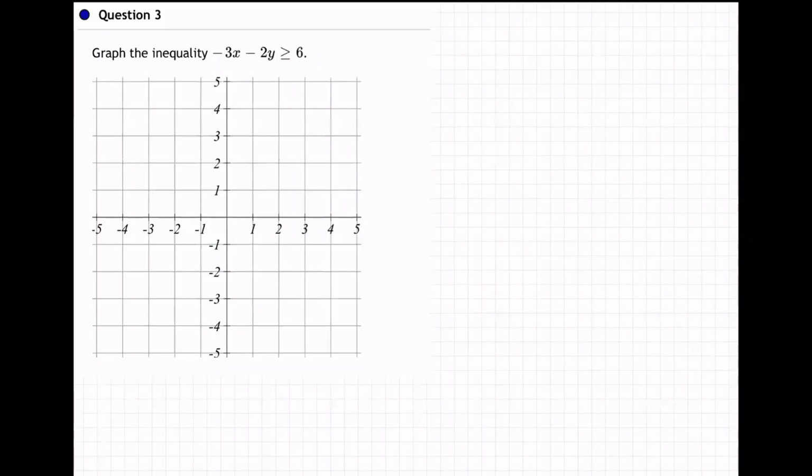Okay, so on this problem, we're supposed to graph this inequality. So let me come over here and do it. Minus 3x minus 2y greater than or equal to 6. Okay, so you know how we graph, right?